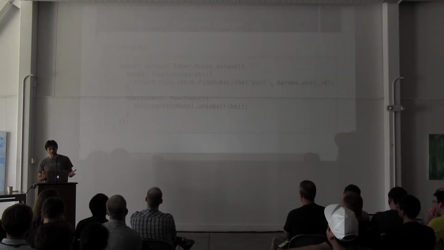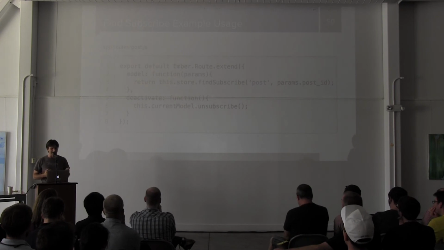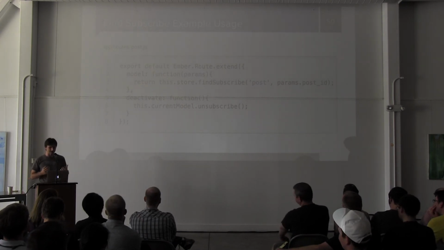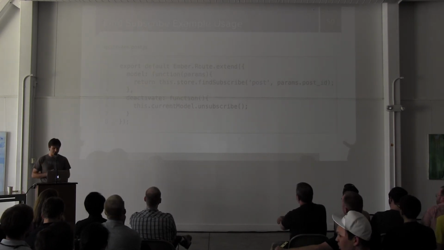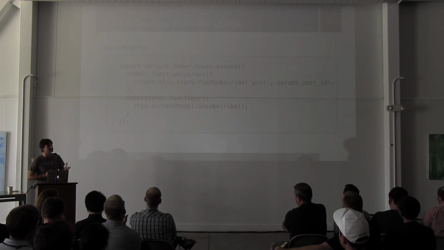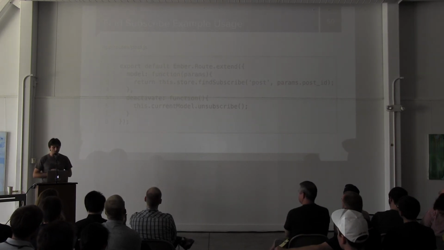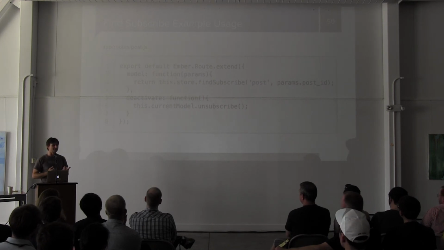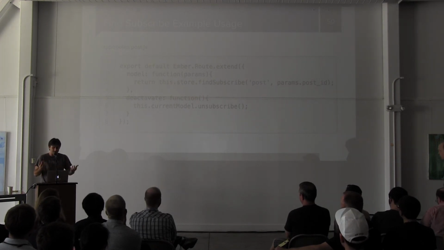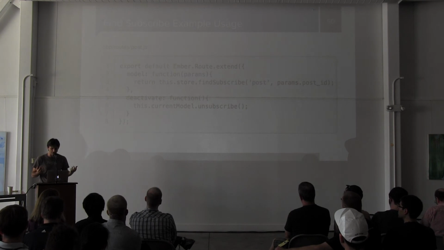An example of usage of this might be in a route. In our model hook, we call this.store.findSubscribe, looking up a post, for example. And in deactivate of that route, we would call unsubscribe, because every subscription that we would create in this approach consumes resources.